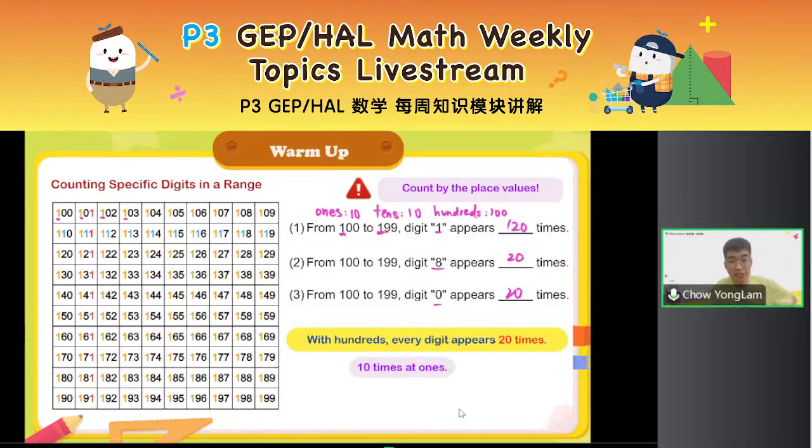So please make sure you count 100 by 100. 1 to 99, count 1 to 99. How many times did it appear? 100 to 199. How many times did it appear? Right, and then count by the place value. Hundreds, tens, and ones. Pay attention to what the hundreds digit is. All right. So with that, let's take a look, there's a typo. Where's the typo?